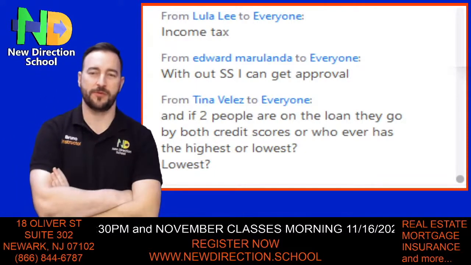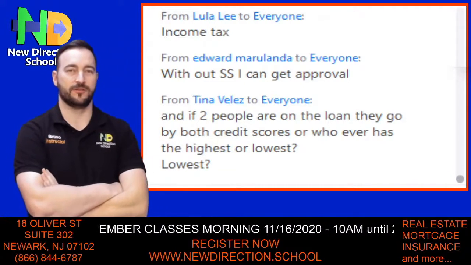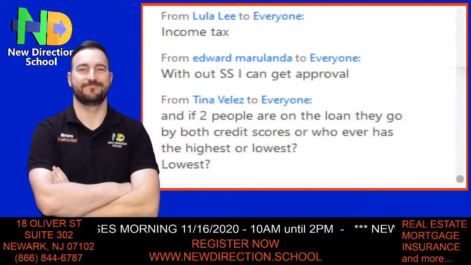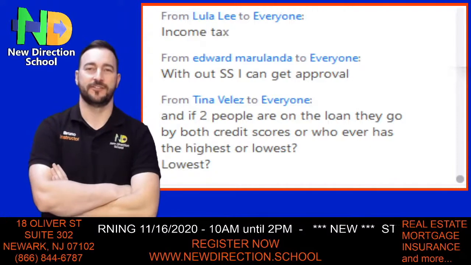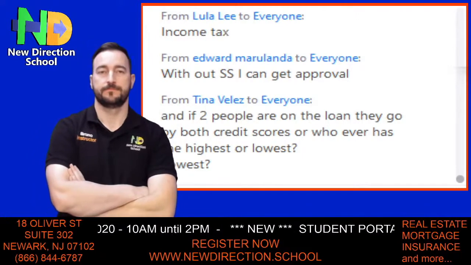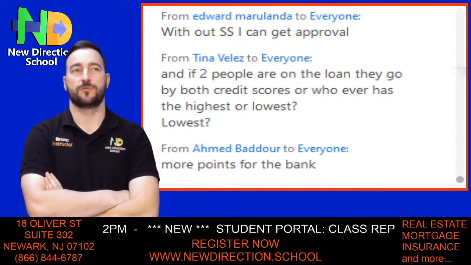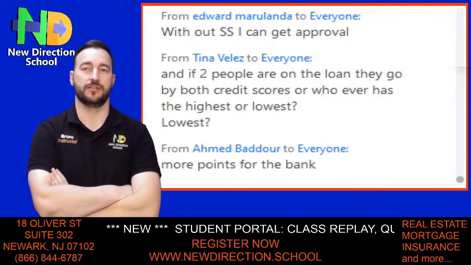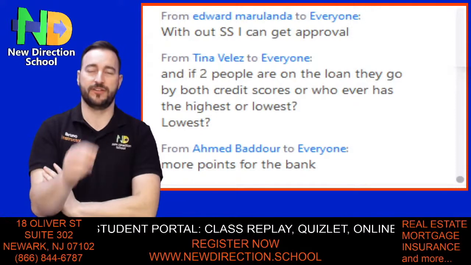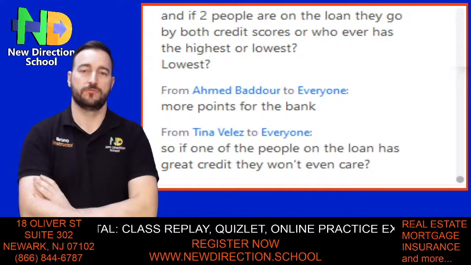So Tina asked, if two people are on the loan, do they go by both credit scores, or whoever has the highest or the lowest? The answer is the lowest. So you could be damaging your significant other, or vice versa. Sometimes that's why the bank gets more points and will charge you a higher interest rate. But that's why sometimes the loan officer will tell you, hey, go at this by yourself, or fix this, or add this or remove that from your credit, so you can move forward.